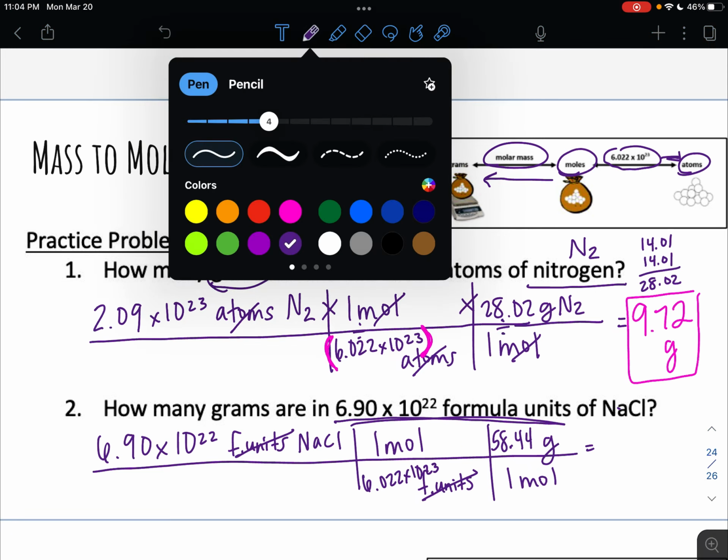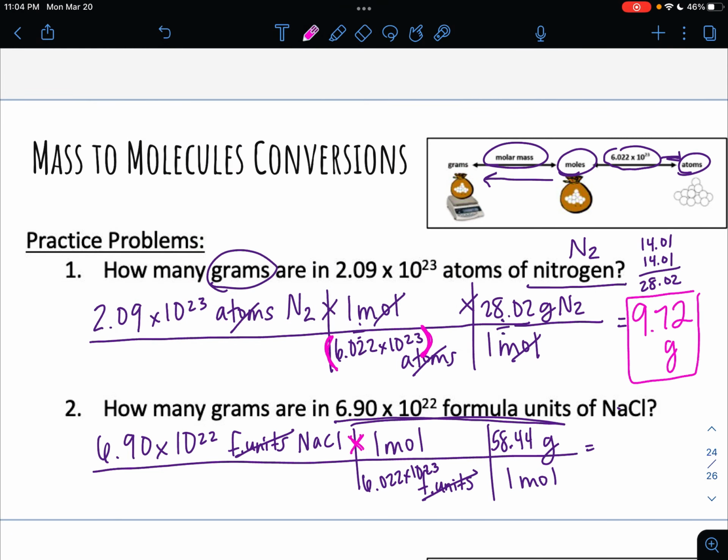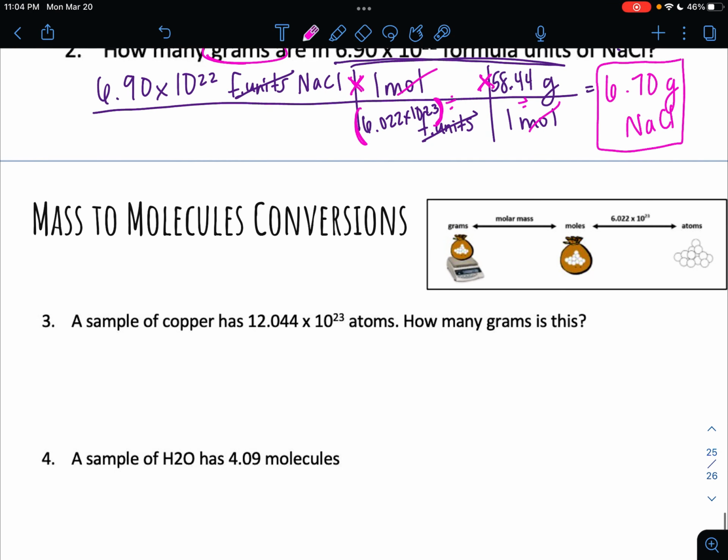So now we're going to multiply the top and divide by the bottom. But don't forget to use your parentheses. And I get 6.70 grams. All right, how do I know I have grams? Because all my units cancel. I'm looking for grams. Okay, let's try one more.